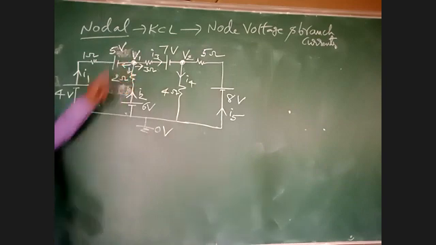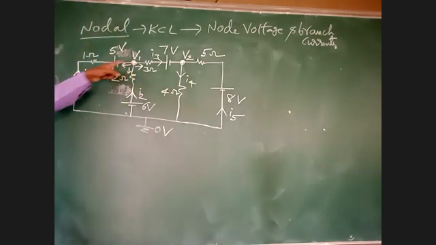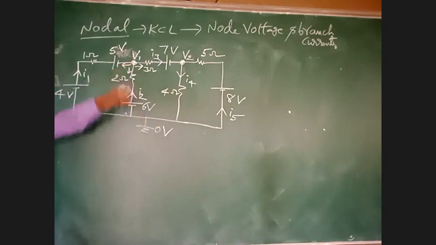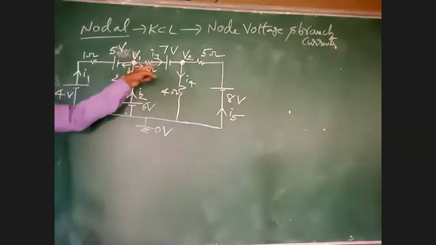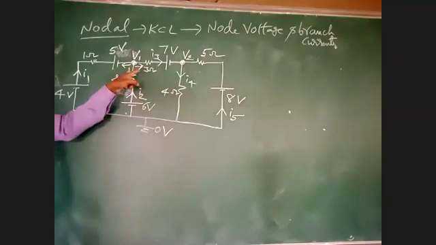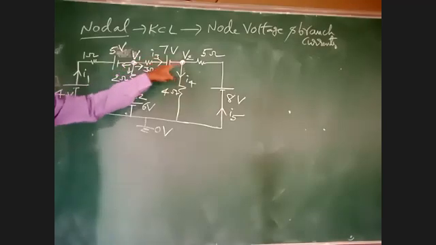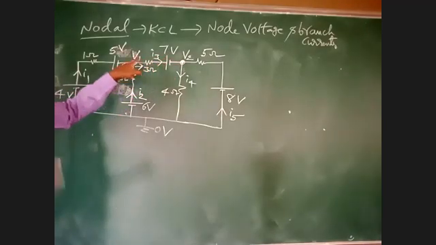So here to this node, three branches are connected. From V1 to 0, here again V1 to 0. But this node, what is this arrow? How is this arrow connected to this branch? In between what? Two nodes. Between V1 and V2. Branch means between two node points.